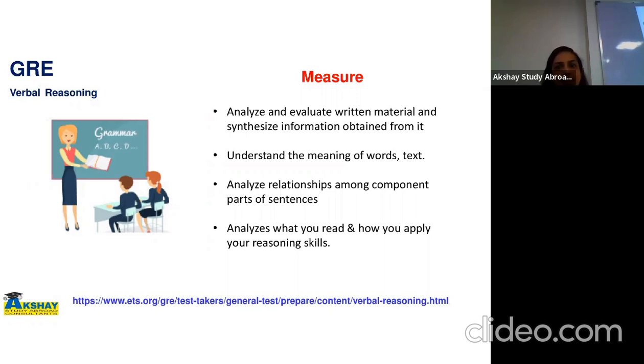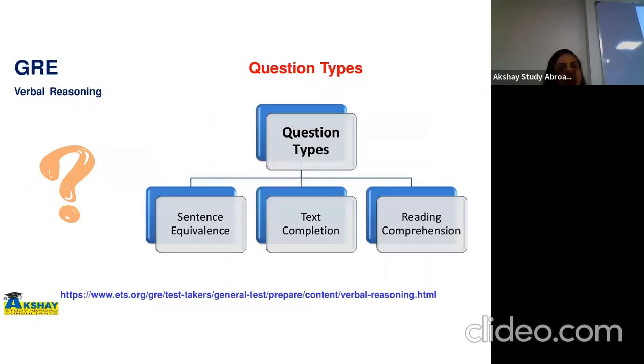For that, obviously you need to know the meanings of words that you come across, then analyze the relationship among component parts of sentences, because you need to make connections and come up with good reasoning to answer questions, and then analyze what you read and how you apply your reasoning skills. Okay, so these are the question types.